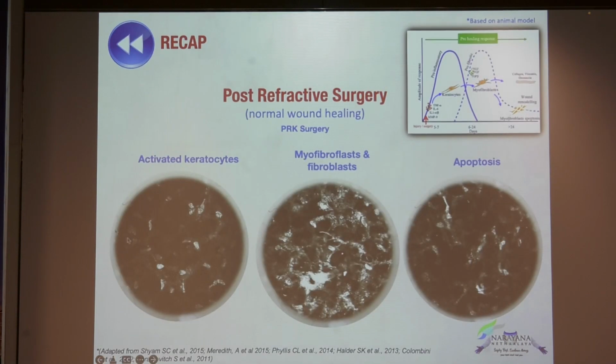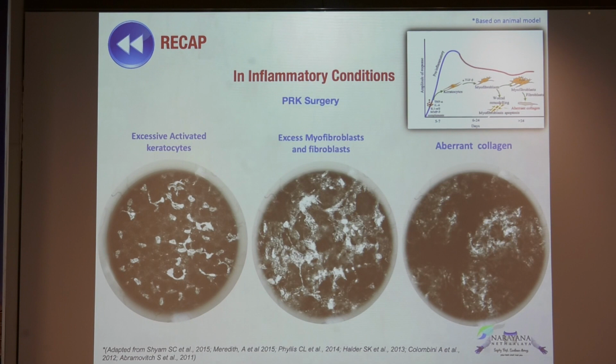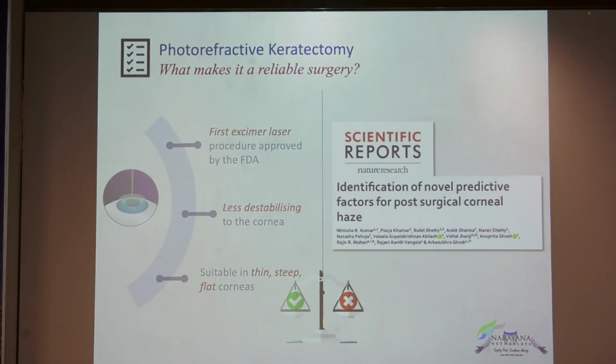This is how the normal healing happens. Whenever you do a PRK, there is activation of keratocytes, and then there is formation of fibroblasts, and then they apoptose to give a normal cornea. But in inflammatory conditions, there is excessive formation of myofibroblasts and fibroblasts, which leads to aberrant collagen, which leads to formation of haze. So now how do we deal with it?